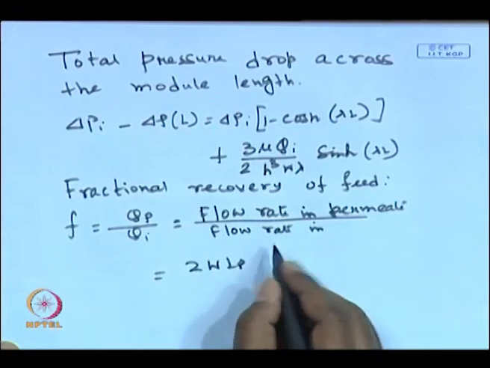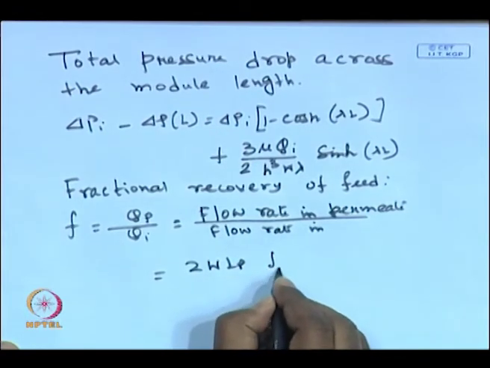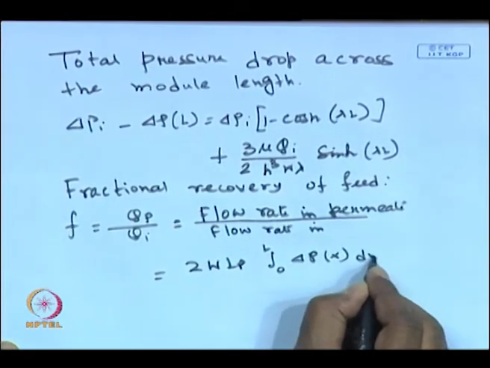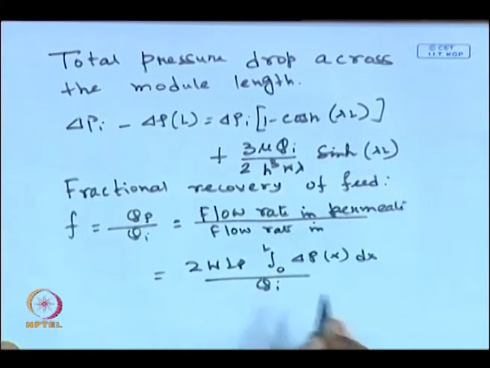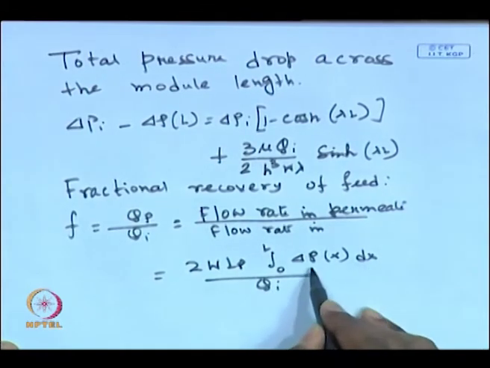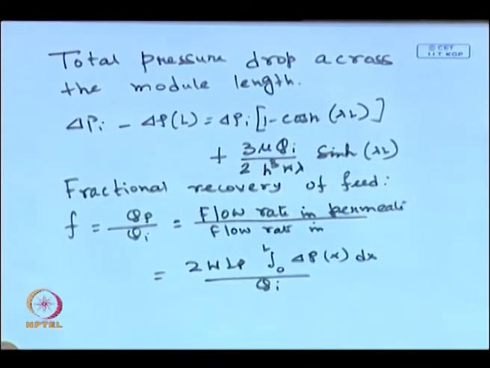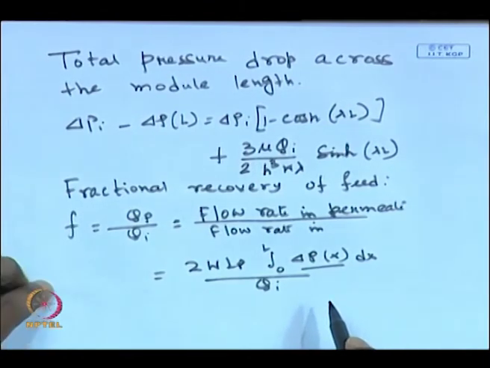In this case, since delta P is a function of x, you will be having the integral from 0 to L of delta P x dx divided by Qi. Now, you have the expression of delta P as a function of x, just substitute there, and one can get the expression of fractional recovery of feed over the complete module. Again, I am giving you the final expression. What you have to simply do, we have already derived the expression of delta Px, substitute there, carry out this integration and get the expression of fractional recovery.